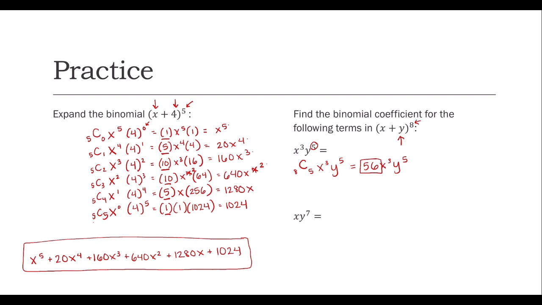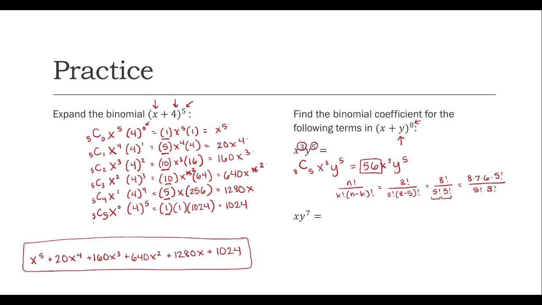We could also find that by using our n factorial over k factorial times n minus k factorial. So this would be n, which is our 8. So 8 factorial over k, which is the 5. 5 factorial times 8 minus 5 factorial. So we have 8 factorial over 5 factorial times 3 factorial. So these numbers right here are actually your exponents. So this is the 3 and the 5, and then the total, which is the 8. So 8 factorial is 8 times 7 times 6 times 5 factorial over 5 factorial times 3 factorial.